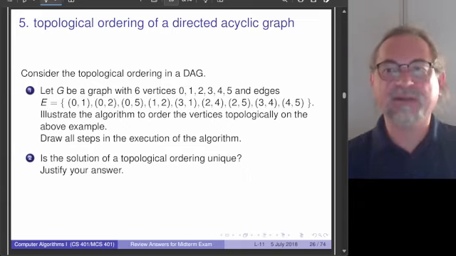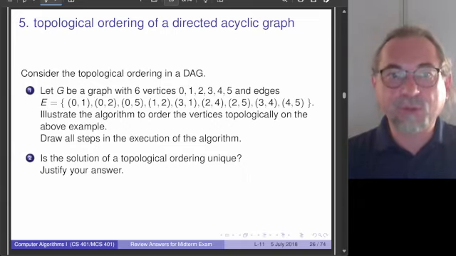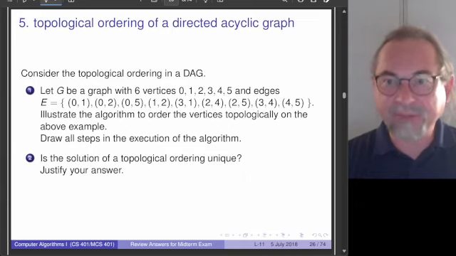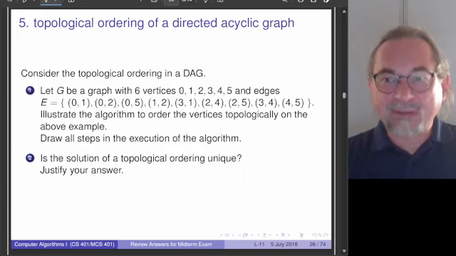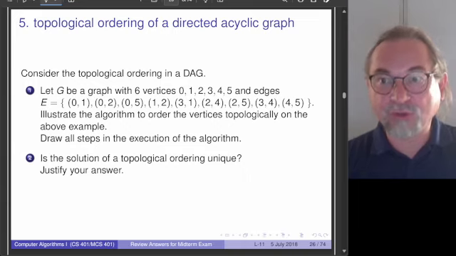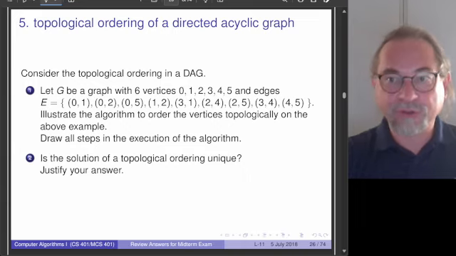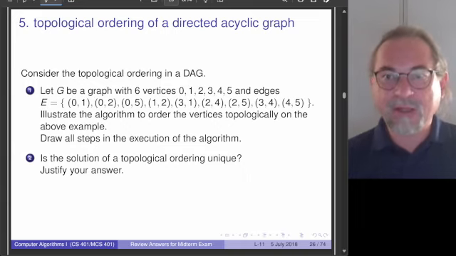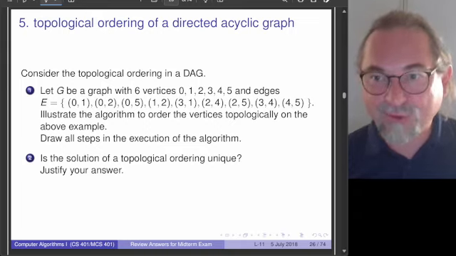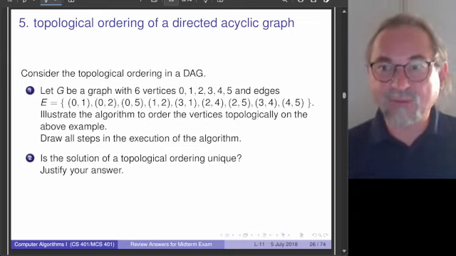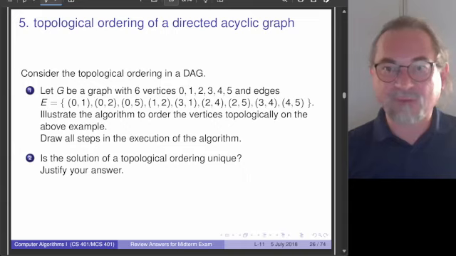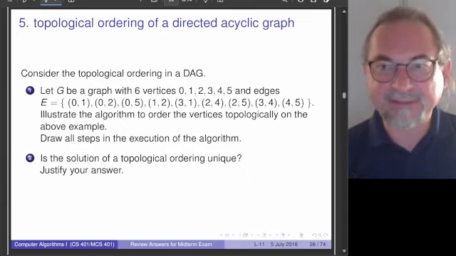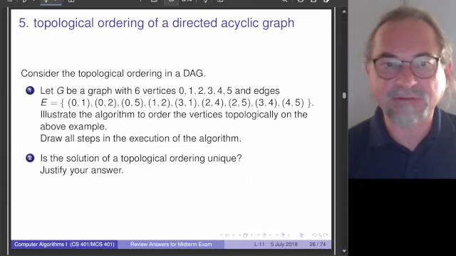So here is the question. It's on topological ordering in a directed acyclic graph, abbreviated as DAG. It's an algorithm that allows to order the vertices. It is also an algorithm to decide whether you do have cycles in your graph or not. A directed acyclic graph is a graph without cycles.